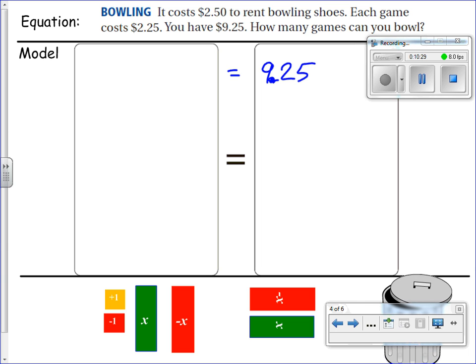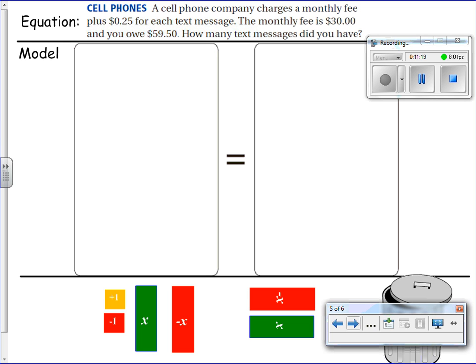9.25. All right. And if you've gone bowling before, you know you have a one-time fee to rent bowling shoes. So it's going to be plus 2.50. And so now we can say 2.25 each game times x. 2.25 times x, that's the number of games. x is the number of games that you play. Plus 2.50 is going to equal 9.25. That's how we would set up this equation. It really doesn't lend itself to solving, so we won't solve it. Neither does our next problem. But we do need to get used to figuring out how to write these out.